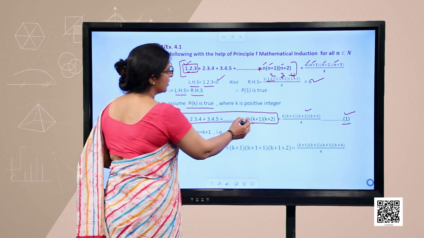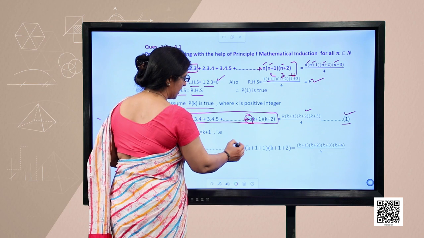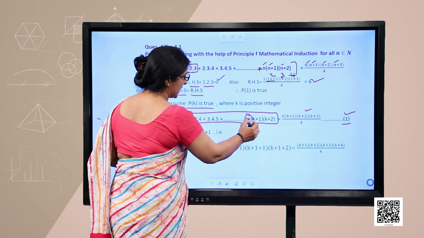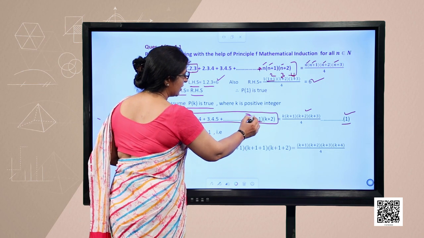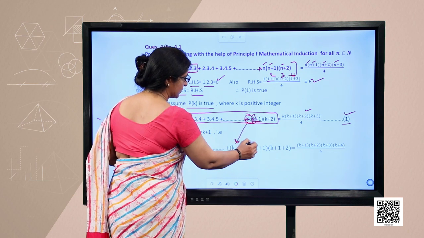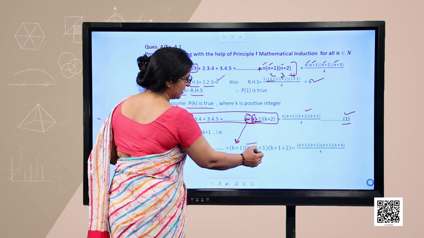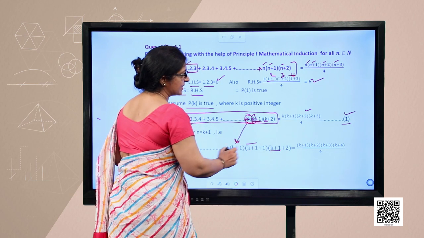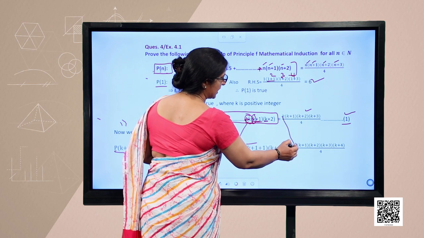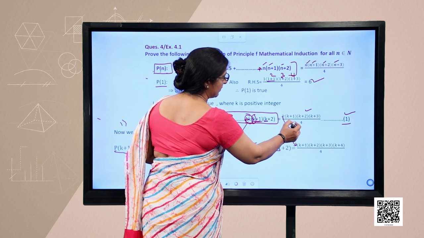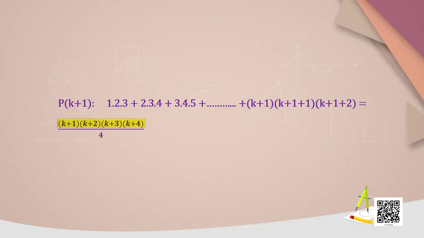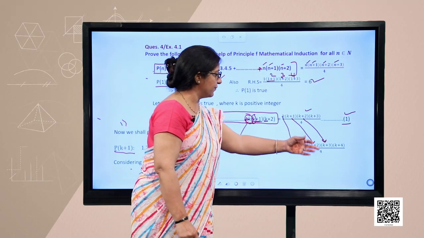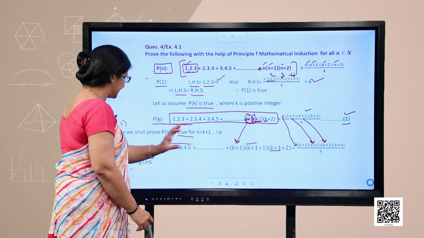Here what we have done is just replaced k by k plus 1 wherever there is k. Here k plus 1 is there. When we replace k by k plus 1, k plus 1 plus 1, and the same way k plus 1 will be replaced by k plus 2, k plus 2 will be replaced by k plus 3, and k plus 3 will be replaced by k plus 4, divided by 4. We need to prove this result.